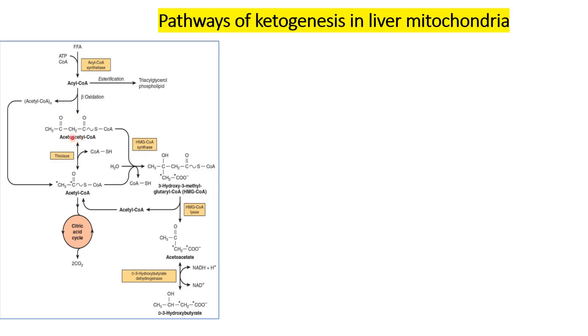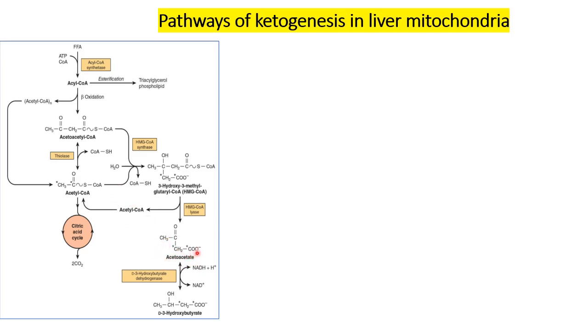So this acetyl-CoA may condense with another molecule of acetyl-CoA to form acetoacetyl-CoA, and then it again condenses with another molecule of acetyl-CoA to form HMG-CoA, that is 3-hydroxy-3-methylglutaryl-CoA, in short HMG-CoA, by the enzyme HMG-CoA synthase. This HMG-CoA then is acted upon by another enzyme called HMG-CoA lyase. That will split HMG-CoA into acetoacetate and acetyl-CoA. So this is our first ketone body, that is acetoacetate.